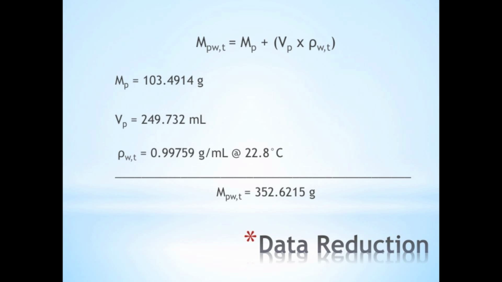Our test temperature was 22.8 degrees Celsius. After referring to Table 2, the density of water at that temperature is found to be 0.99759 grams per milliliter. Using our calibrated dry mass and calibrated volume, MP and VP, the mass of the pycnometer and water at the test temperature is calculated to be 352.6215 grams. The mass of the pycnometer and water at the test temperature will be used in the next equation.